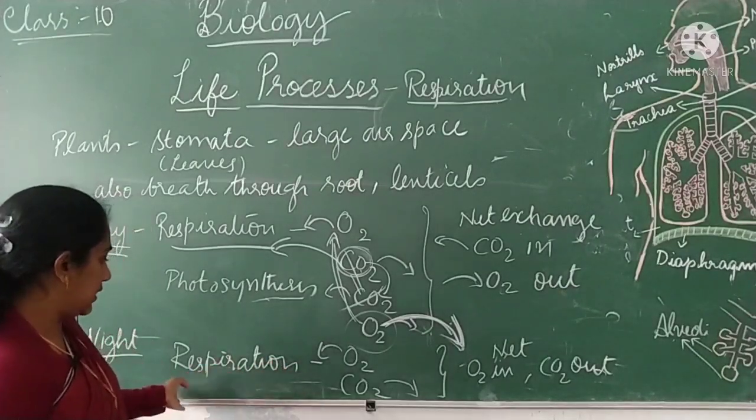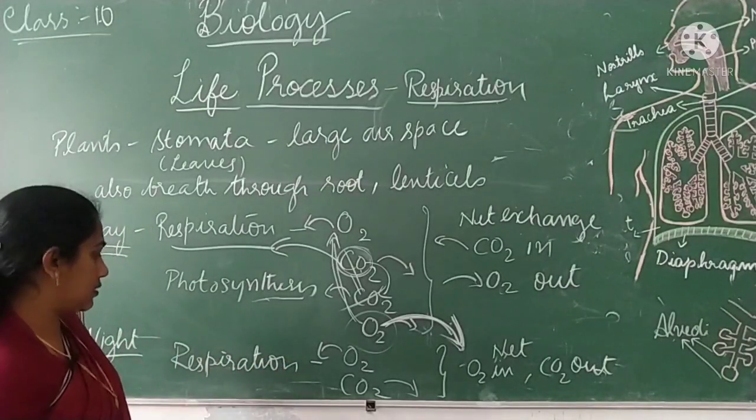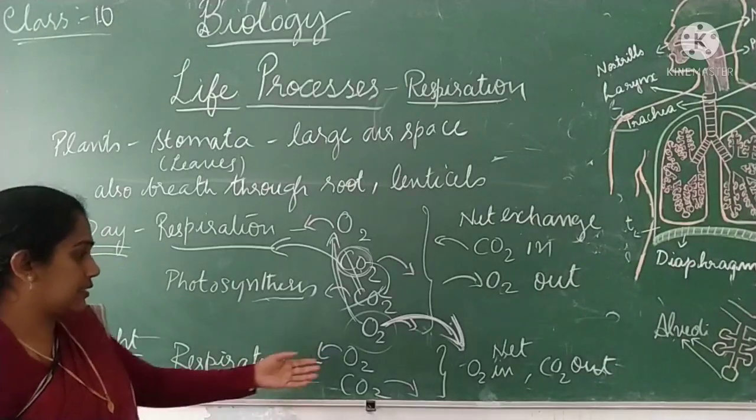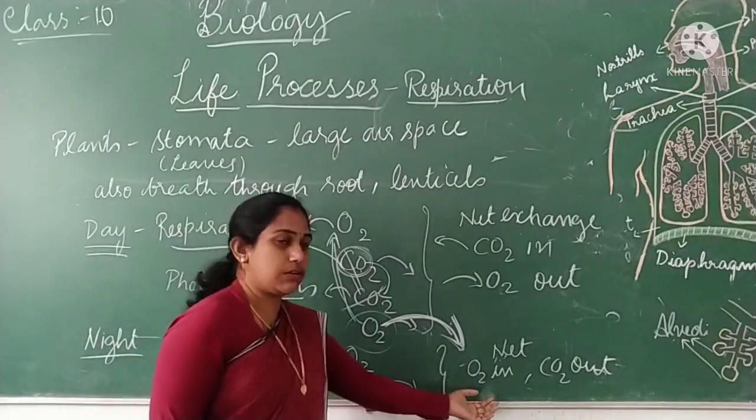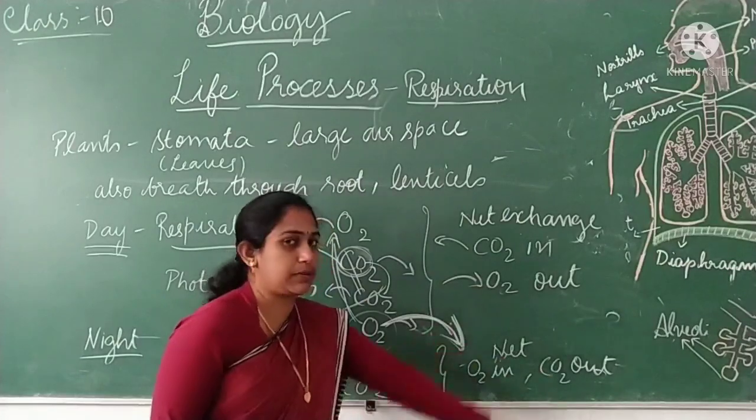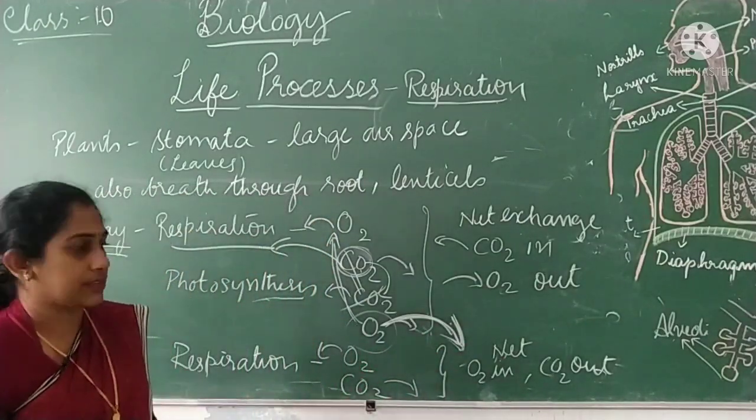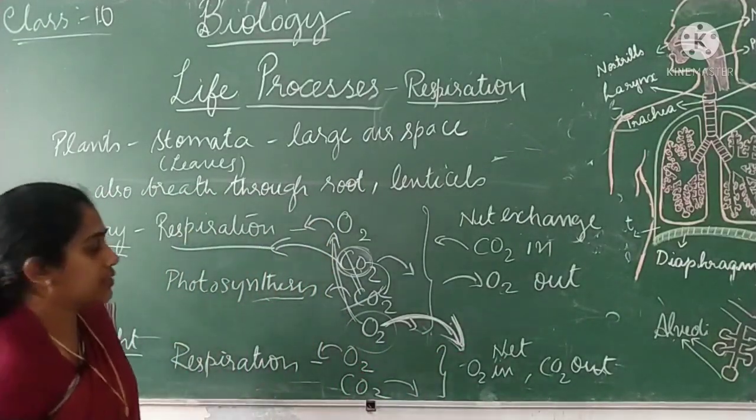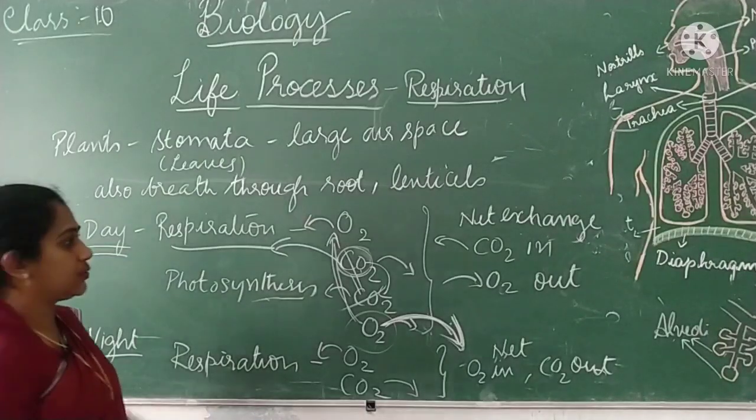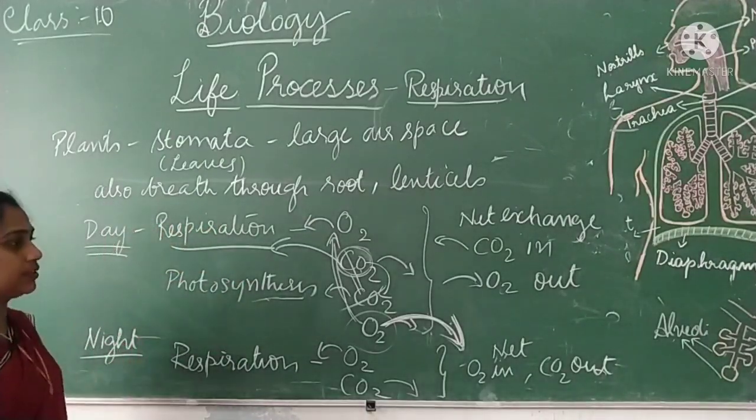So we can write that the net exchange of gases during night time in plants is taking in of oxygen. Oxygen will be diffusing into the plant and carbon dioxide will be diffusing out of the plant. So this is the net exchange of gases taking place in the plants during daytime and during night time.